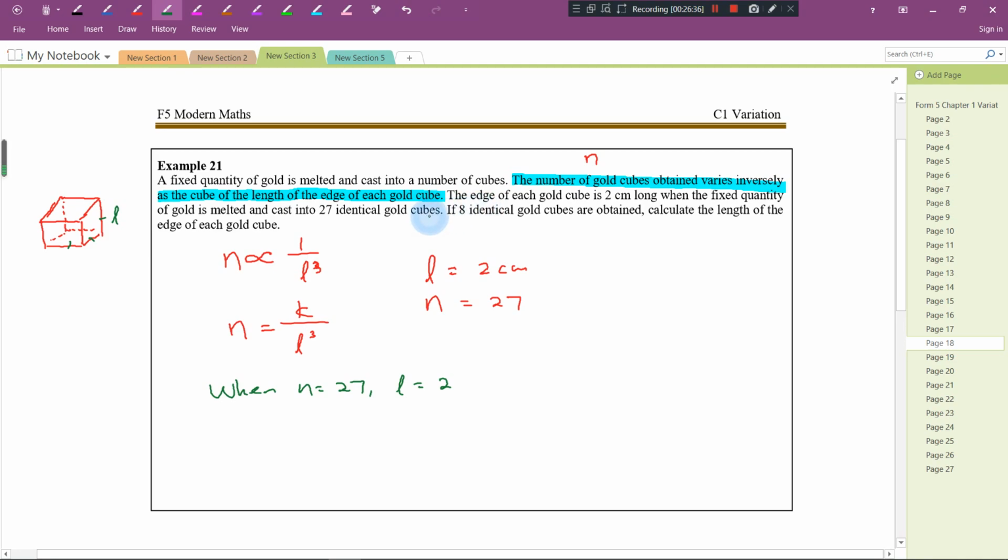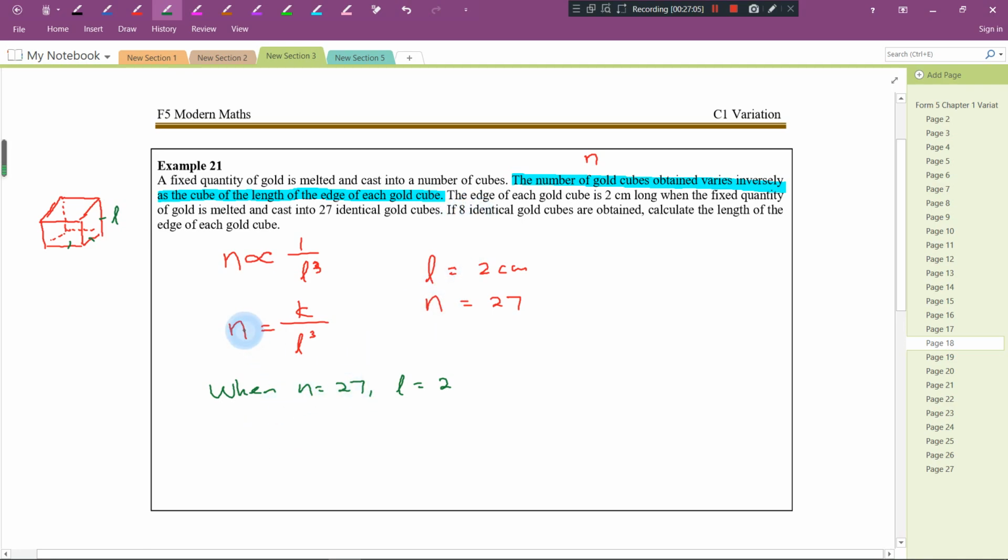What the question is actually asking is, when 8 identical gold cubes are obtained, it means that when N is equal to 8, calculate the length of the edge of each gold cube. What's the value of L? Now we just forget about this part first. We find the value of K first. Once we have the value of K, we have an equation, then it's very easy for us to get the value of L when N is equal to 8.